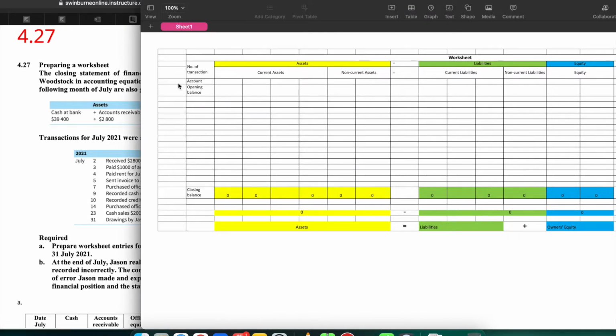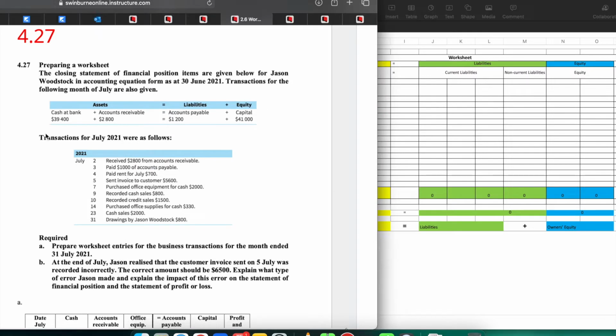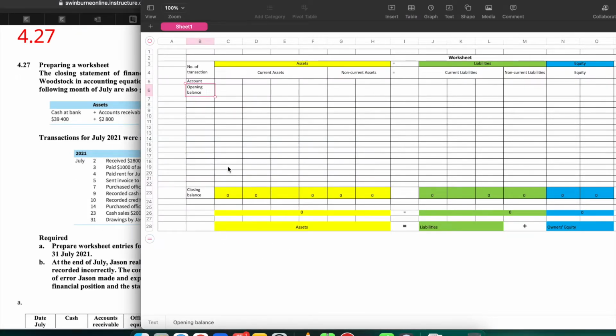So if we have a look at our worksheet, we've got a word here called opening balances. So that's very important to note. So we'll have to input that and I'll tell you how to do that. And then here it goes, transaction for July 2021. So we know that these are opening because it's saying it's the end of June, which is the start of July. So our transactions are in July, and after we input all those transactions in here, we're going to have a closing balance of each account.